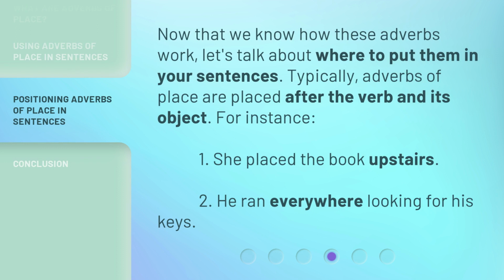Now that we know how these adverbs work, let's talk about where to put them in your sentences. Typically, adverbs of place are placed after the verb and its object. For instance, 1. She placed the book upstairs. 2. He ran everywhere looking for his keys.